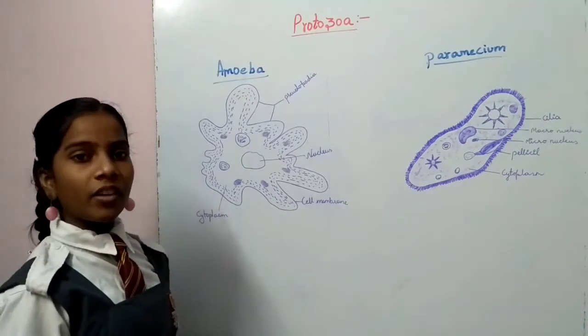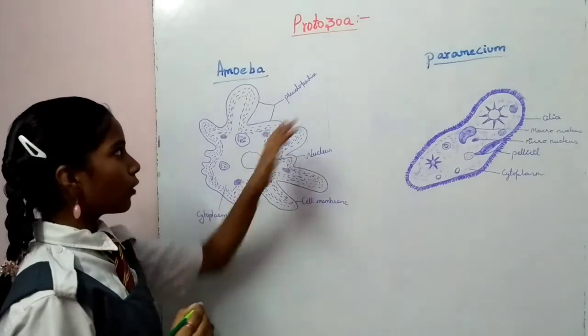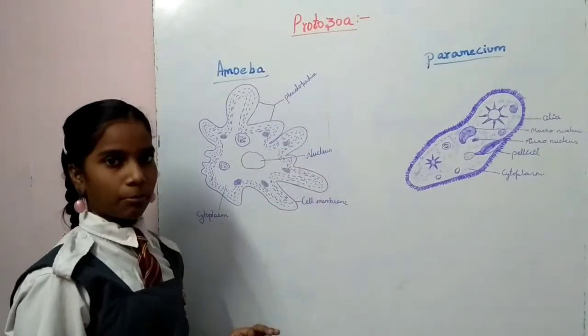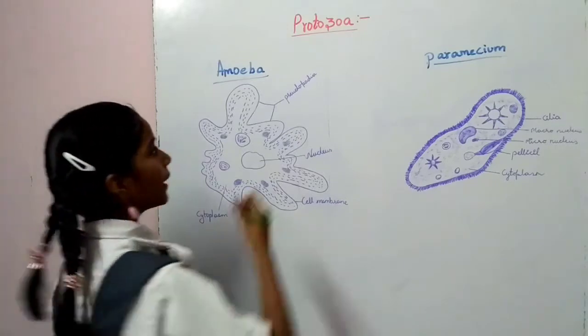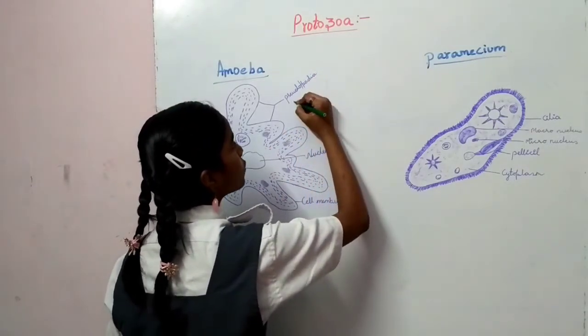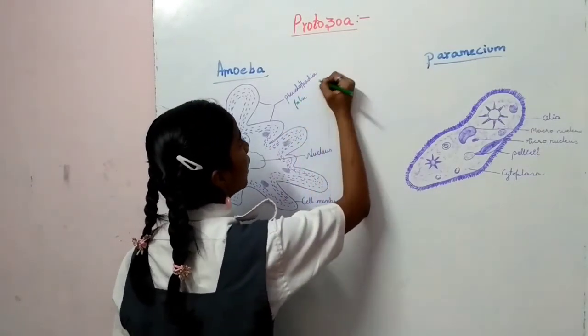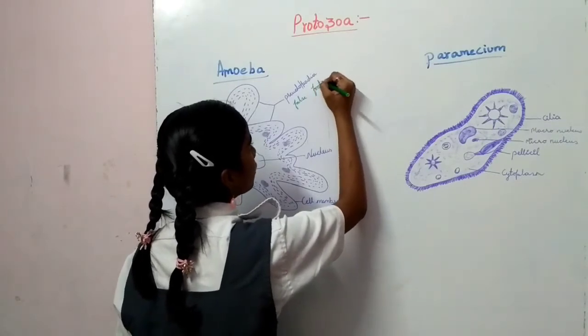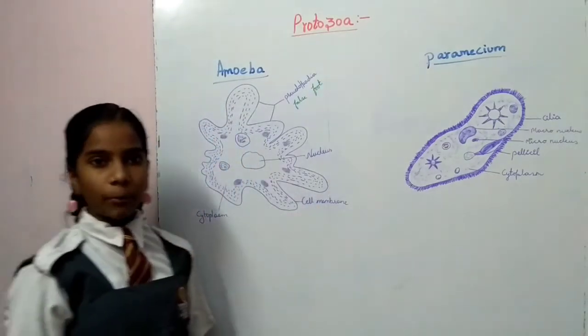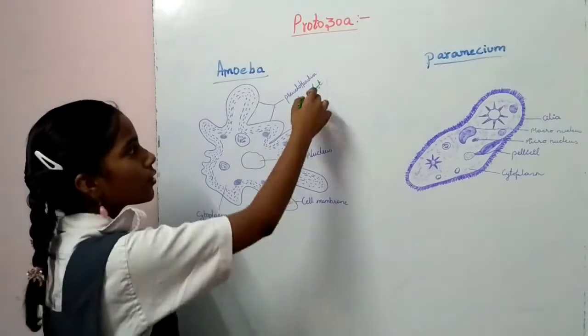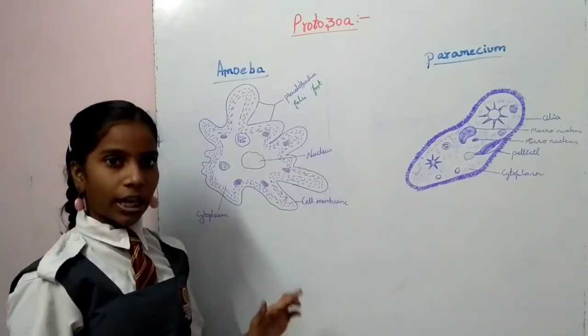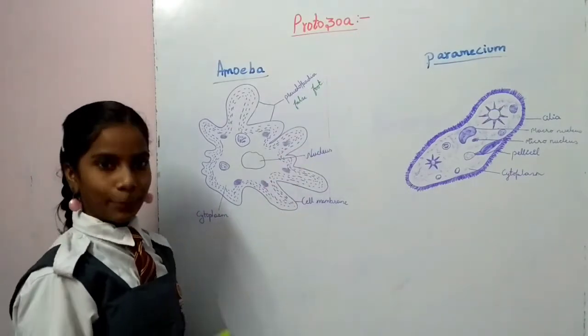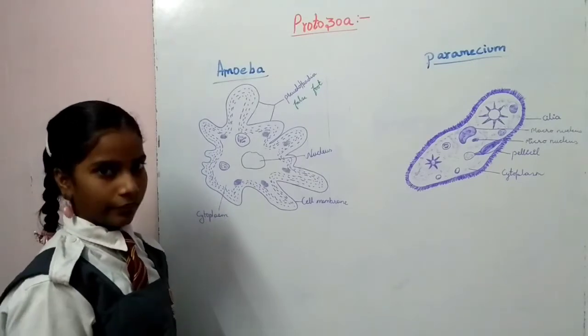Okay. Now what is a pseudopodia? Pseudopodia is made of two words, that is pseudo and podia. Pseudo means false and podia means foot. False foot. So when we combine two cell membranes, it gives us pseudopodia. Now pseudopodia are the cell membranes which help in capturing the food and help to engulf the food.